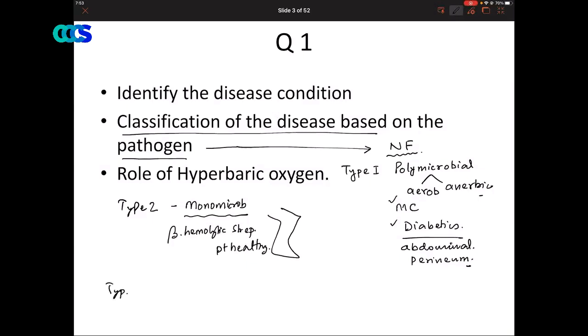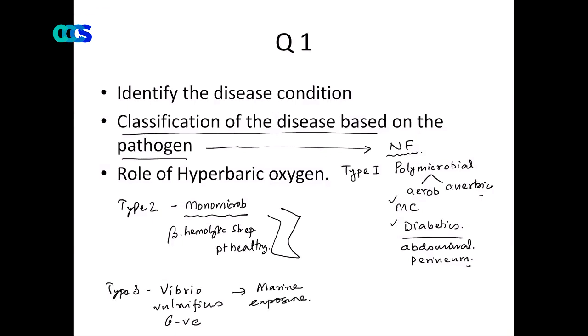Type 3 is again a very specific one, due to Vibrio vulnificus, which is a gram-negative organism. Remember, this is very specific to marine exposure, that means exposure to the sea, whereas type 4 occurs due to MRSA. So these are some things that you are required to know in this part.